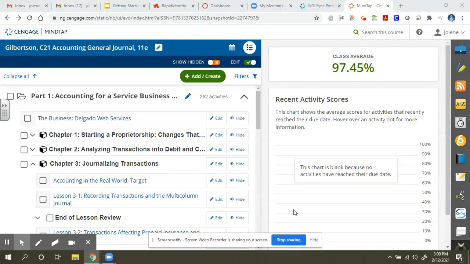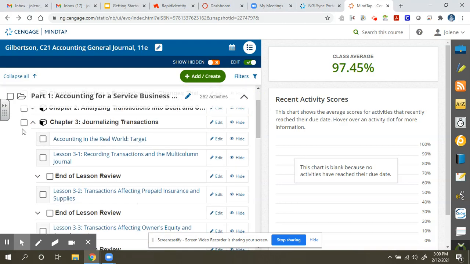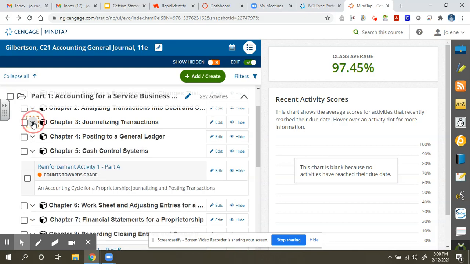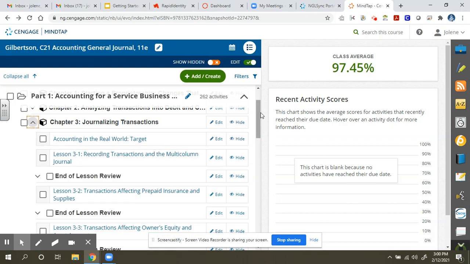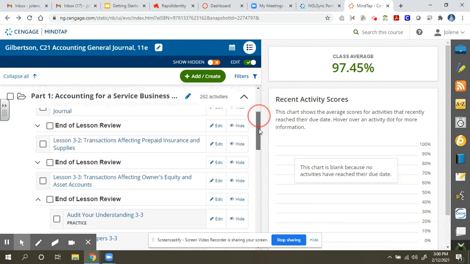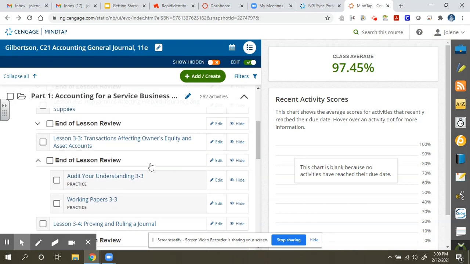Hello, Accounting One. We are now going to go into your MindTap. When you get to part 1 of the book, click your down arrow, and then come down to chapter 3. Chapter 3, down arrow that, scroll down to where you see lesson 3-3.